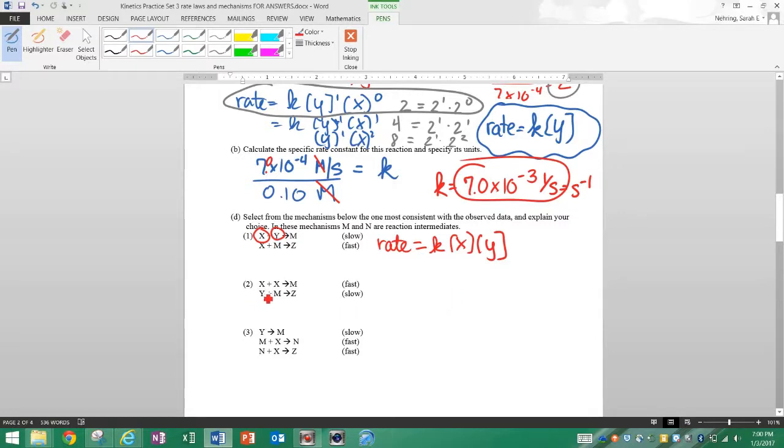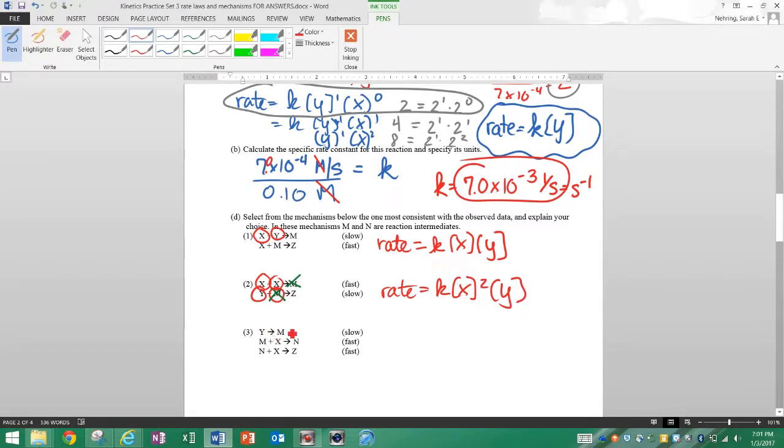The second scenario, the molecules in my slow step are y and m. But remember, m is an intermediate, so m can't be included in the rate law. So what I do is wherever I see m, I'm going to go back and substitute in 2 x's. So if an intermediate's part of the slow step, then you look back at the previous fast equilibrium step, and you substitute in whatever reactants are in that step for your concentration of your intermediate. So in this case, my rate law would be k times x squared times y.